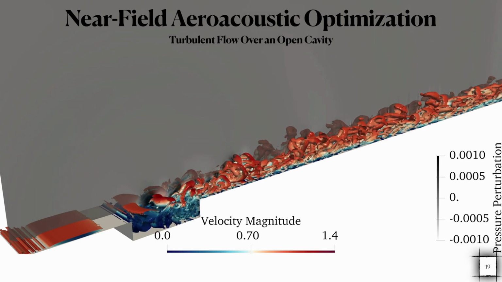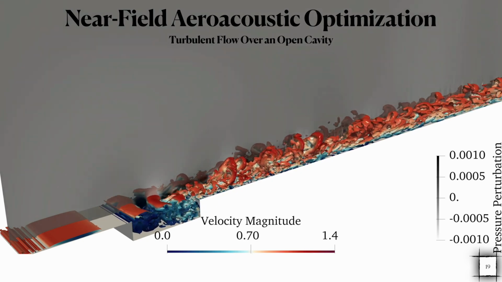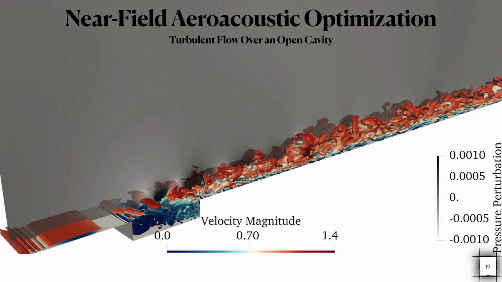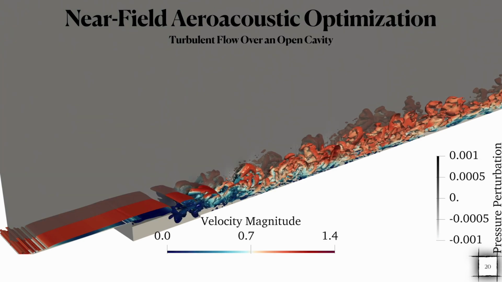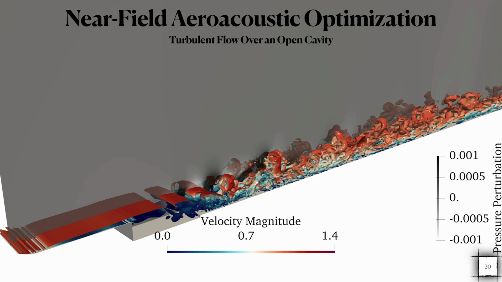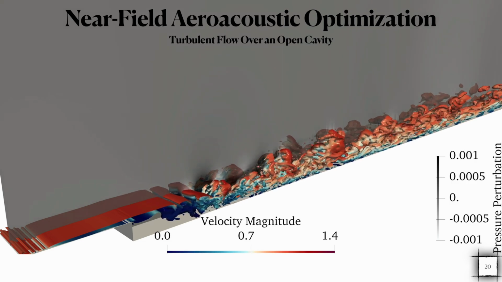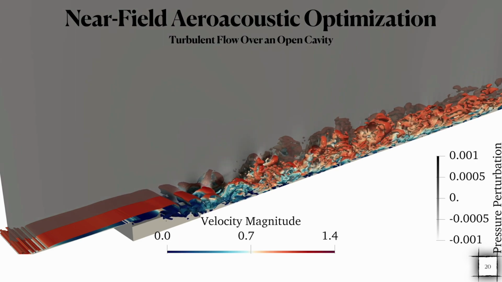And here we have some animations. Here we have the Q criterion colored by velocity magnitude along with the acoustic field. And we can see that the vortices are shed from the leading edge, and when they hit the trailing edge, the noise is emitted. And in the optimum case, we can see that the height of the trailing edge wall has decreased. In that case, we have less of a negative pressure and less sound is generated.